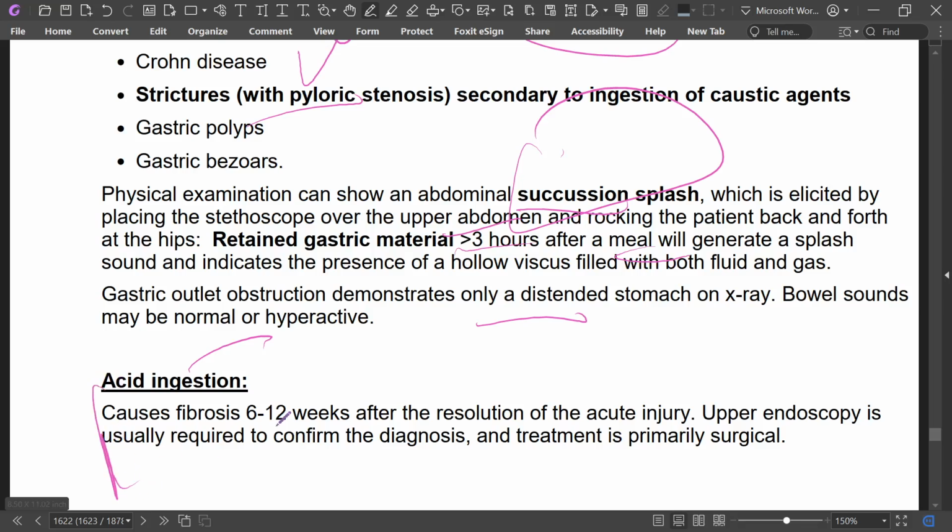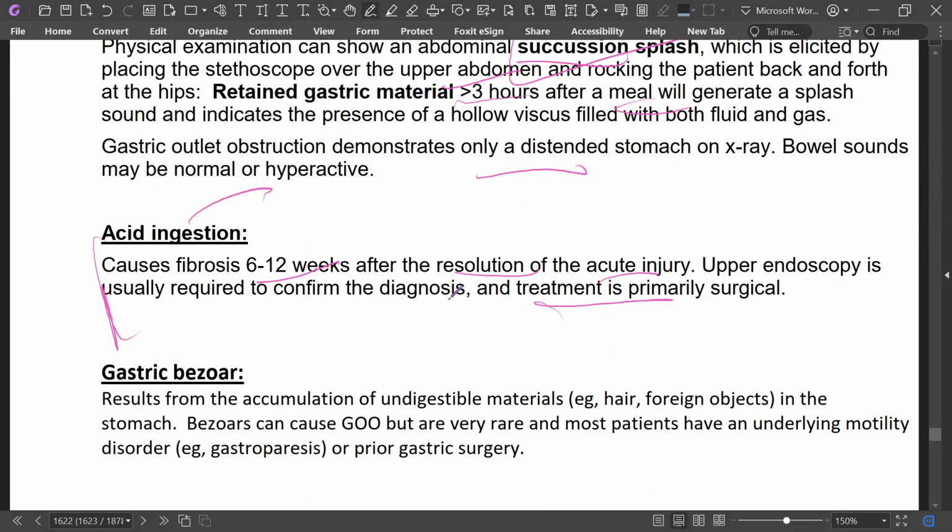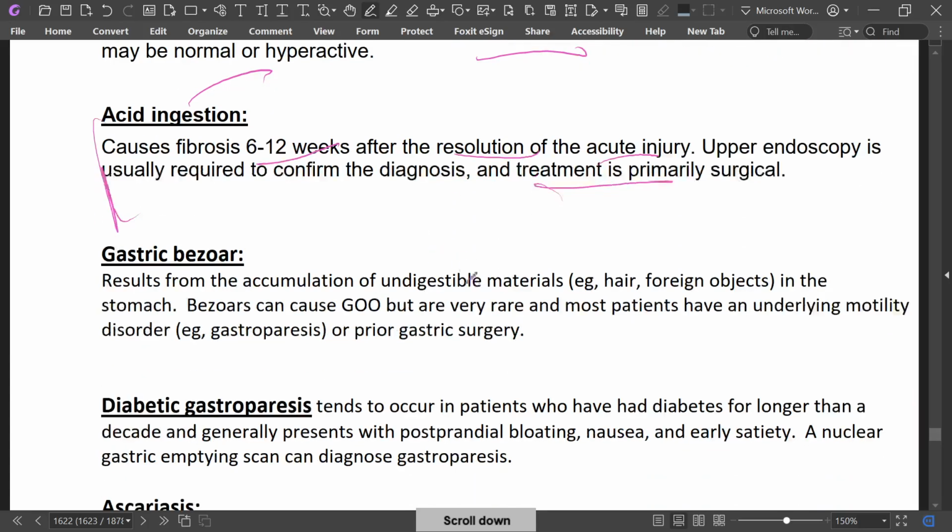Acid ingestion can cause fibrosis 6 to 12 weeks after resolution of the acute injury. Upper endoscopy confirms the diagnosis and treatment is usually surgical. Gastric bezoar results in accumulation of undigested material like hair and foreign objects. If somebody accumulates hair or foreign substance in the stomach, bezoars can cause gastric outlet obstruction.